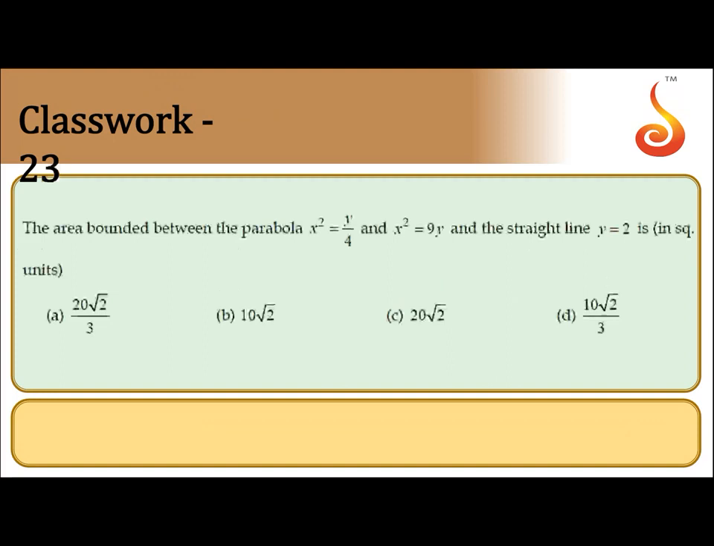They have x equals to 0. x square is equals to y by 4 and x square is equals to 9y. Okay, let me take up, and y is equals to 2.